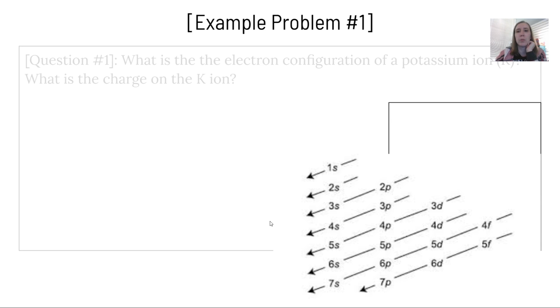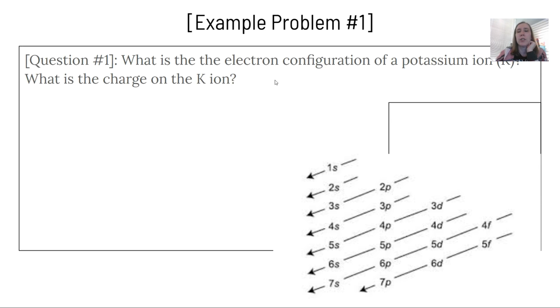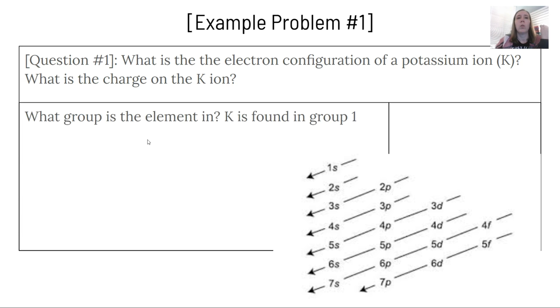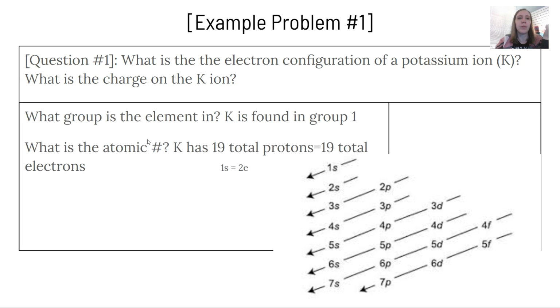Okay, example problem number 1 here. What is the electron configuration of a potassium, or K, ion? And then what's the charge on the potassium ion? Okay, so what group is the element in? Potassium is found in group 1. What is the atomic number? Potassium has 19 total protons, meaning it has 19 total electrons in a stable element, not as an ion.